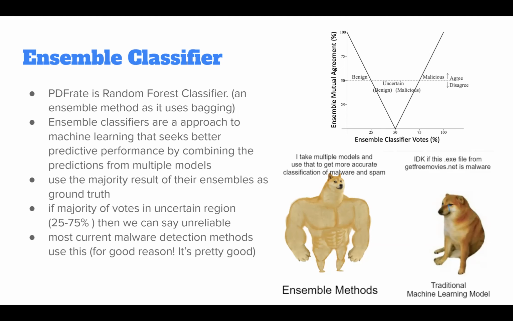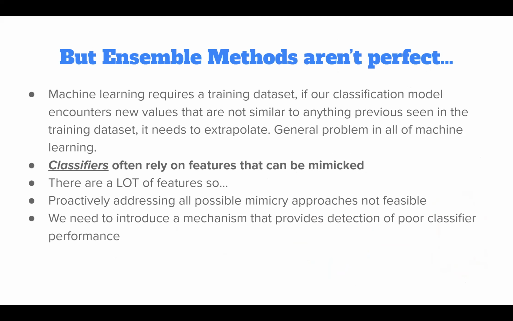However, ensemble methods are not perfect. All of machine learning requires a training data set. If your classification model encounters new values that are not like anything in your training set, your model will have to extrapolate, and that's going to be a pretty big problem. These models won't be able to effectively determine if something is malware or not. Additionally, classifiers in particular often rely on features that can be mimicked. There are a lot of features used for malware detection, so unfortunately, it's not actually possible to address every single mimicry approach to these classifiers. So what we need to do is introduce a mechanism that detects if a classifier's performance is decreasing.